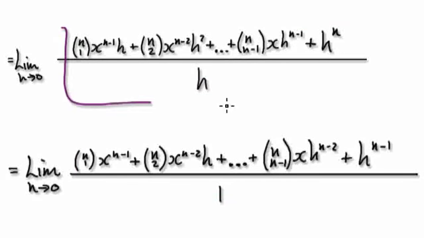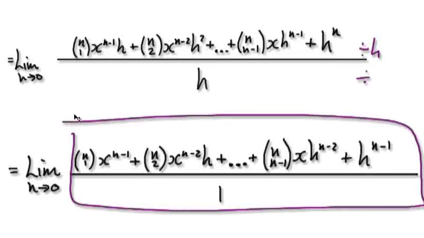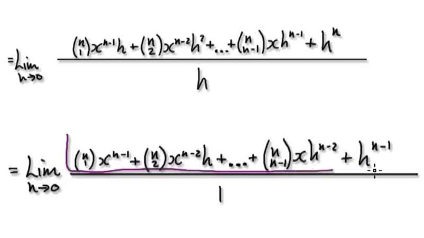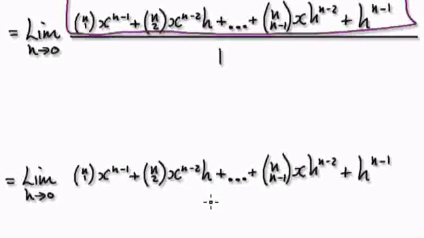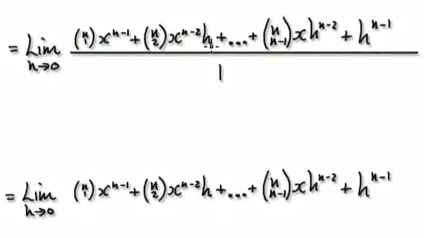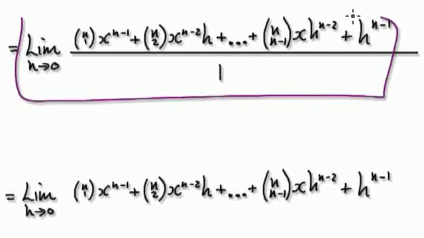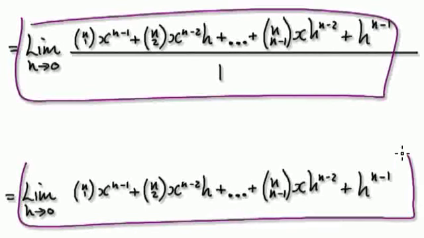So what we've done from here is that we divide top and bottom by h, and then that would take us to this. Okay, now whenever you have a block here divided by 1, it basically becomes that block. Okay, so when you divide it by 1, this whole thing here becomes this.